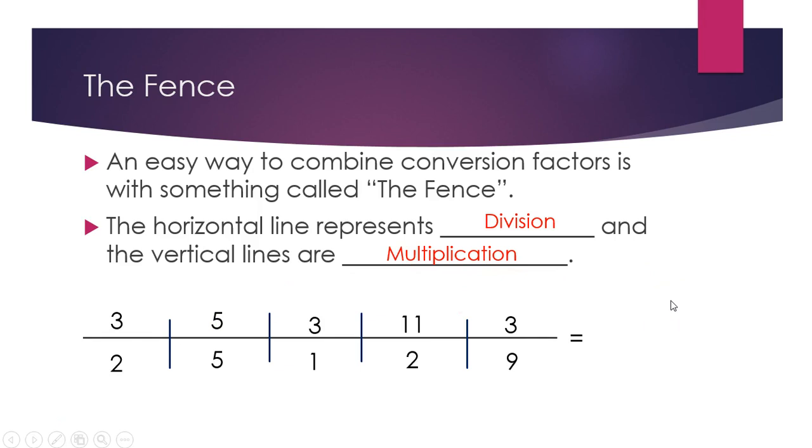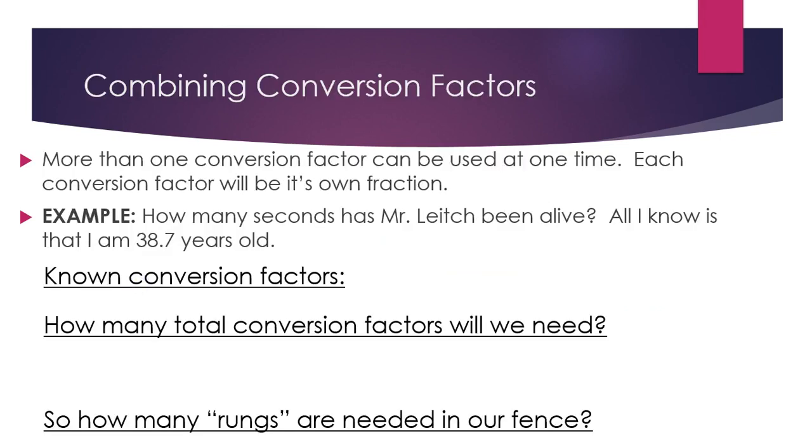Now, if I want to solve this problem, I basically just have 5 fractions multiplying together. So again, we're just going to take the product of all the numerators to get a new numerator. So 3 times 5 times 3 times 11 times 3 will equal 1,485. And we'll do the same for the denominator. 2 times 5 times 1 times 2 times 9 is 180. So when we solve, we get 8.25. Now there aren't any units in here, but we'll look at examples with units coming up.